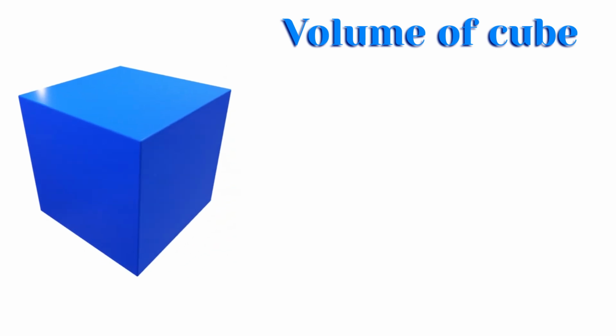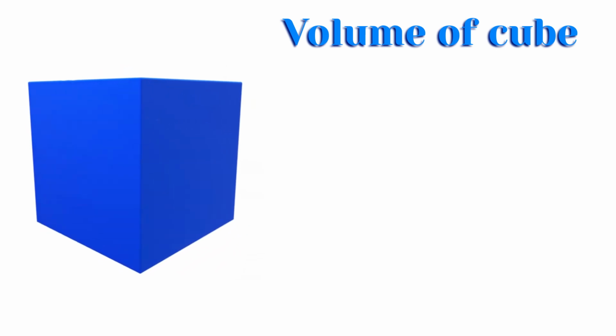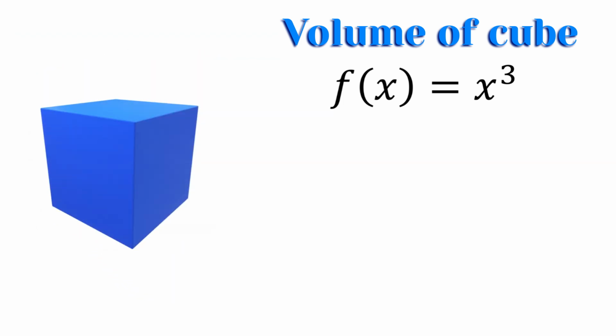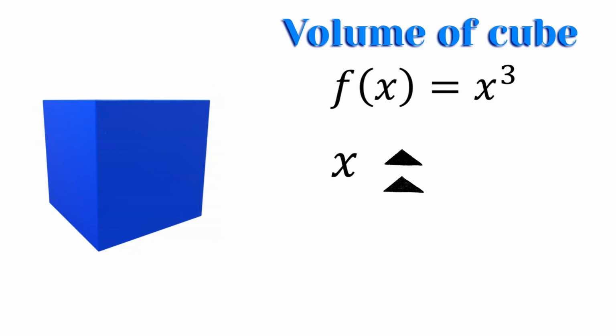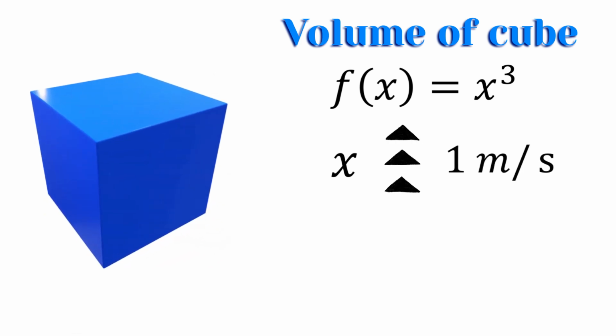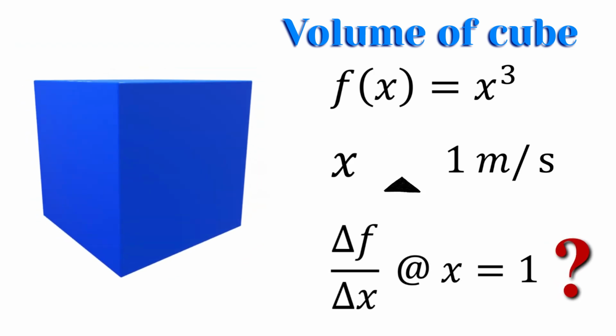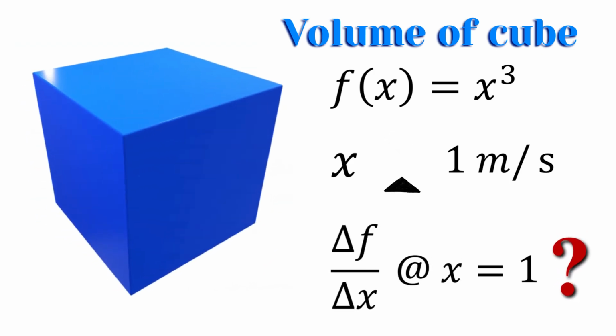Now, for better understanding, let's solve an example. Consider the volume of a growing cube as a function of its side length, represented by f of x equals x cubed, and the side length x is growing at a constant rate of 1 meter per second. So, at what rate is the cube growing when its side length is equal to 1 meter?